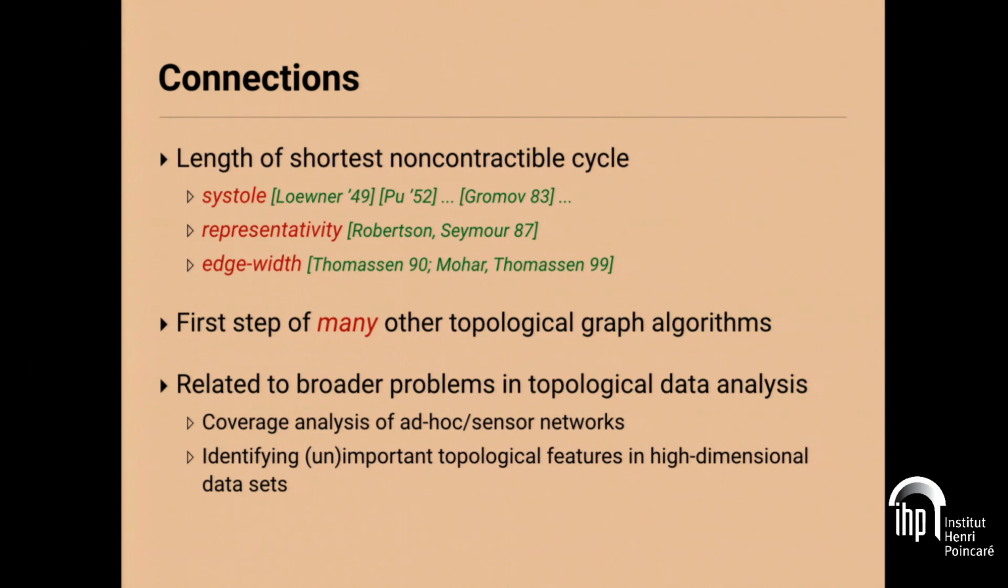And there are interesting results, like if I have a graph embedded on a surface of any genus whose representativity is at least 6, then it's 4-colorable. Or 5-colorable. And then later, Mohar and Thomason did something similar, calling it edge width. Again, exactly the same idea.